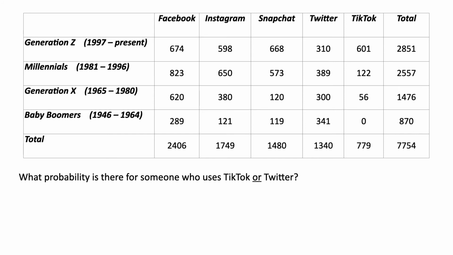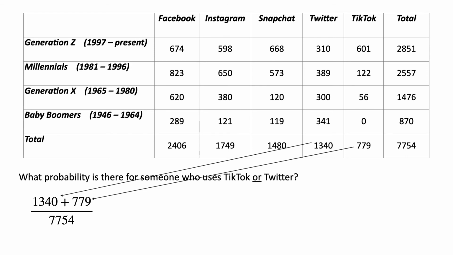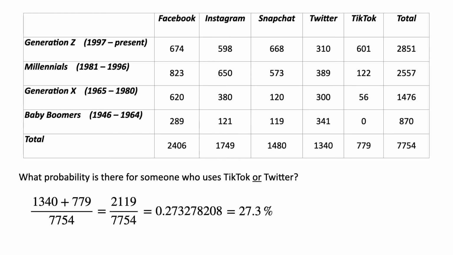What about someone who uses TikTok or Twitter? Or means we have to add them together because either can apply. We can divide by the total. And so that would be roughly 27%.